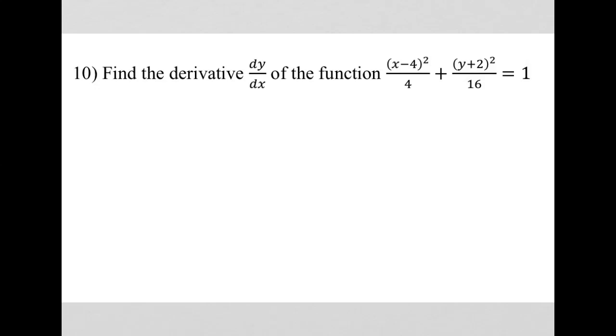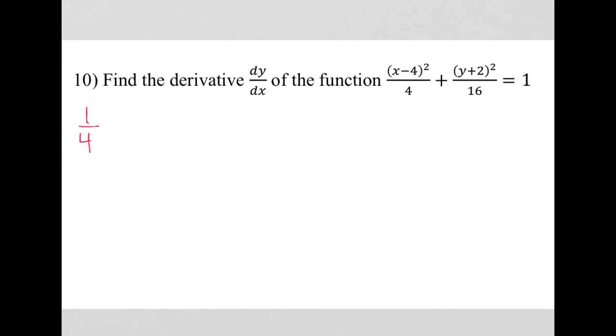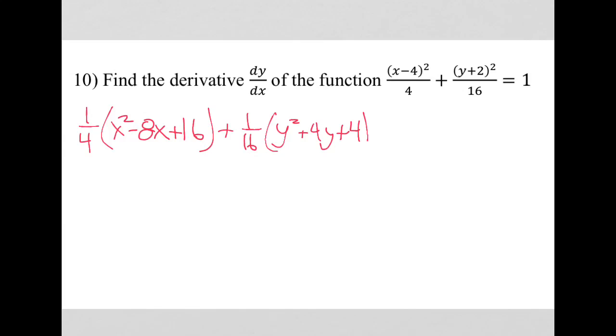So the first thing I'm going to do is pull the 1/4 out front and write it as a coefficient there. And I am going to expand that x minus 4 inside parentheses here, though. So I'm going to get x squared minus 8x plus 16 plus, I'm going to pull that 1/16 out, and I'm going to expand my y stuff. So y squared plus 4y plus 4, that equals 1.